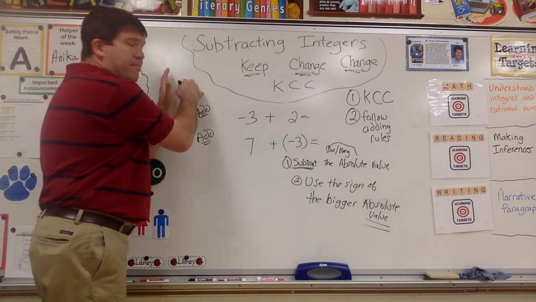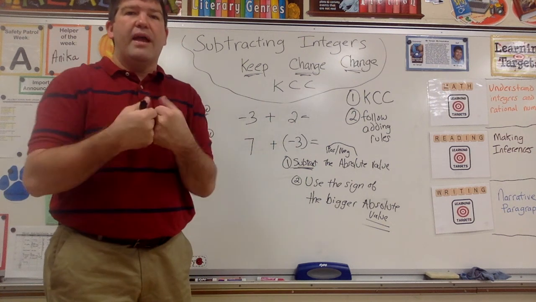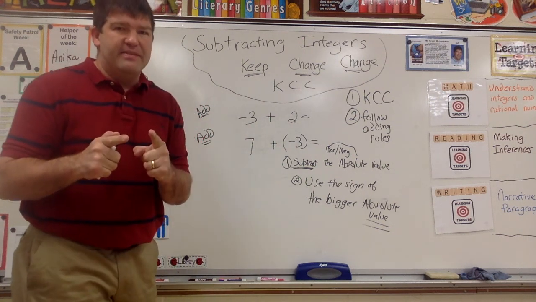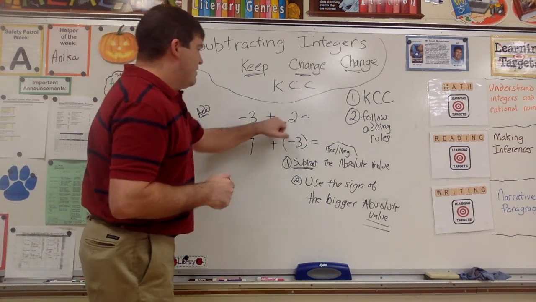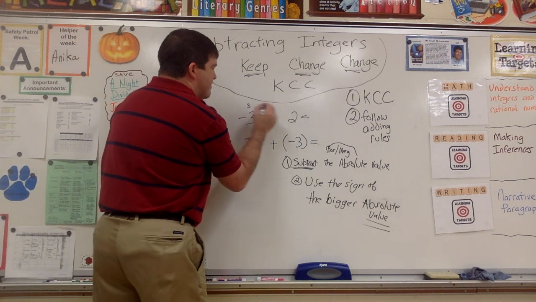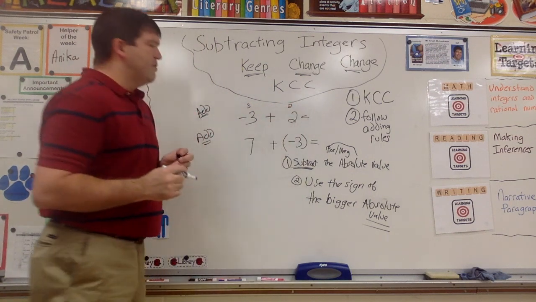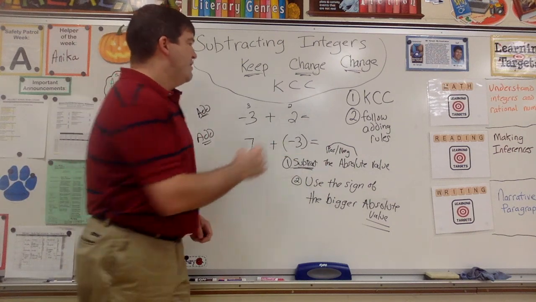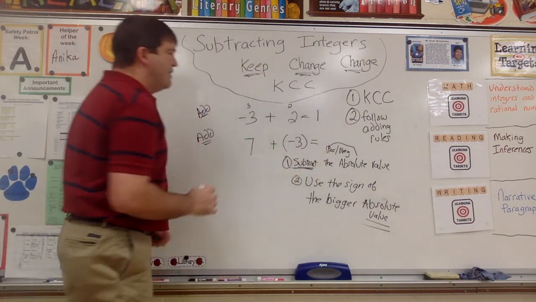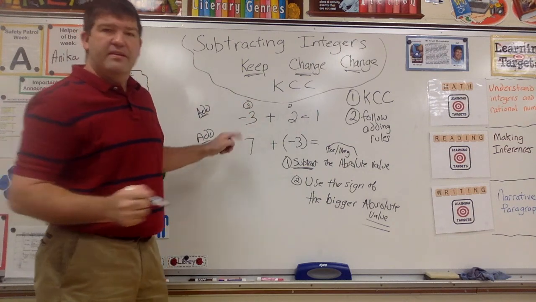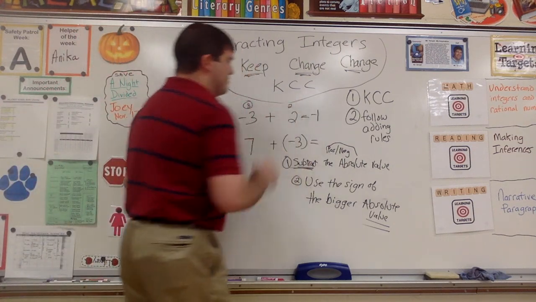Now, if they're the same, you add them and keep the sign. But if they're opposites, you have to subtract the absolute value. So the absolute value of this is 3, and this one is 2. 3 subtracting 2 is 1. And then I look at which one has the bigger absolute value. This one does, and so I keep that sign, so it's negative 1.